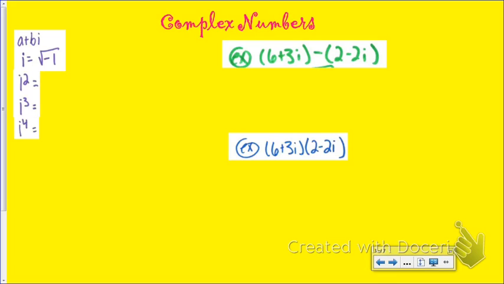So if i is equal to the square root of -1, then i squared is -1. i cubed would be a negative square root of -1, and i to the fourth power would just be a positive 1, because it would be -1 times -1.